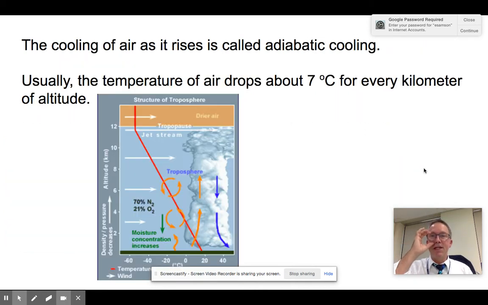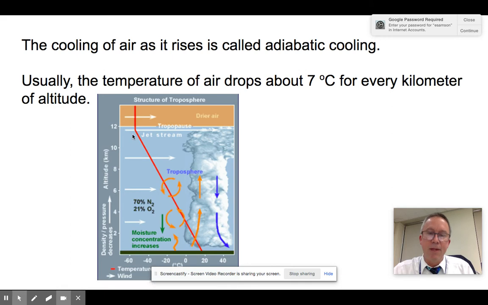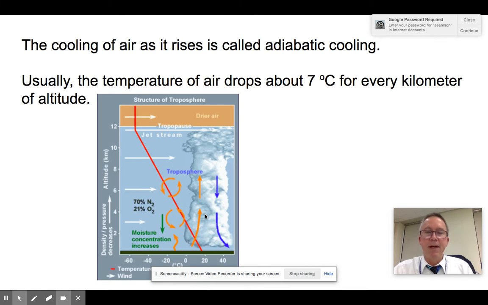Now let's talk about this latent heat. So here's the deal. As air moves upwards, it gets colder. And as it gets colder, what happens is rising air carries with it water molecules. Now, as they move up, the air carrying those water molecules gets colder.